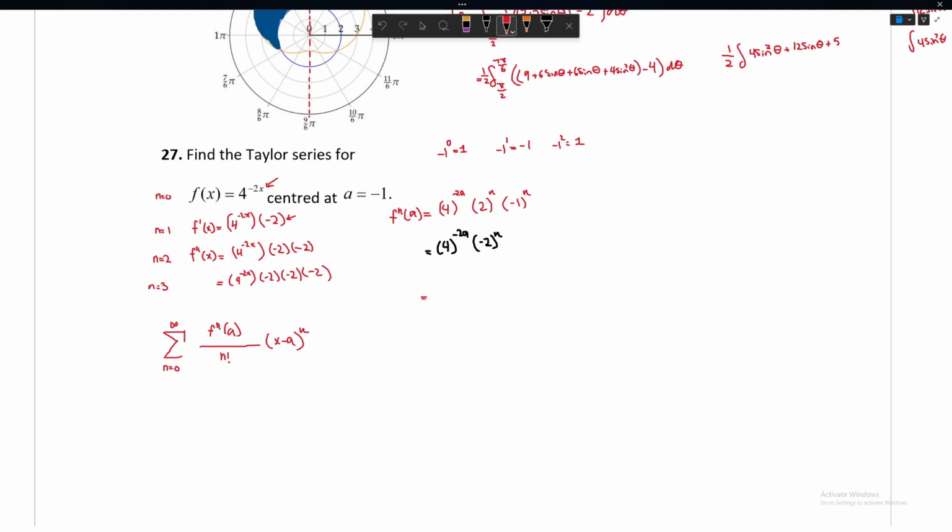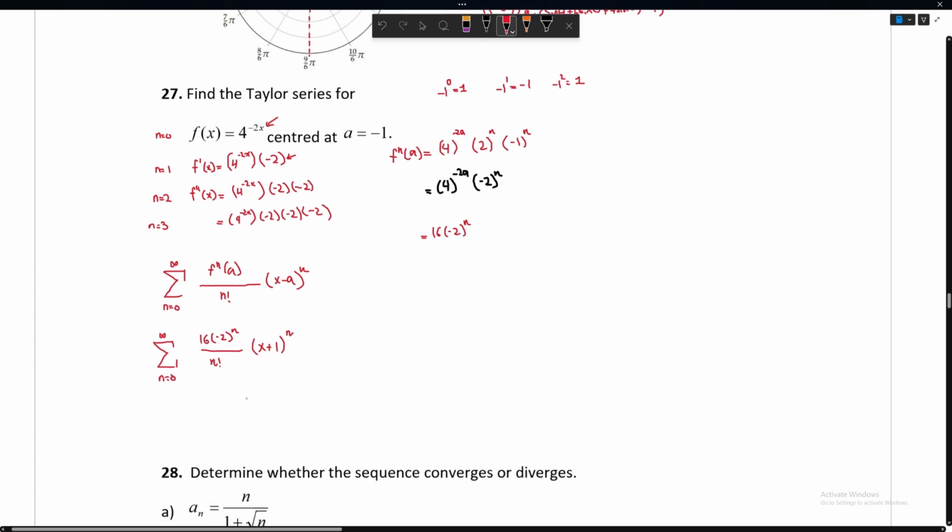And so if I simplify this, this is 4. Negative 2, I have my a is negative 1. Negative 2 times negative 1 is just 2. And so I could rewrite this as 16, and 16 times negative 2 to the n. That is your formula. And now what you can do is apply it here. And so your sum is going to be your 16 negative 2 to the n all over n factorial at x plus 1, because minus minus 1 is just 1, and to the power n.